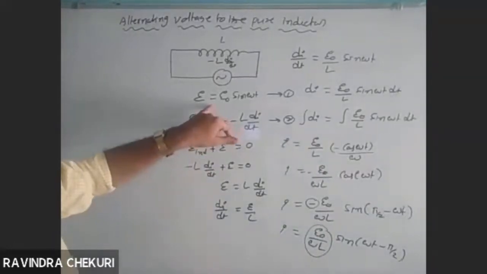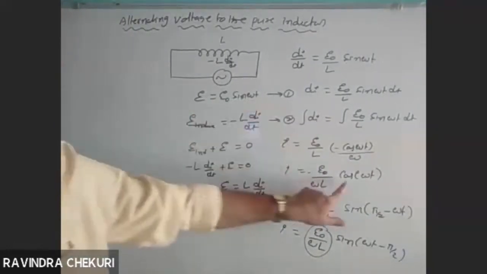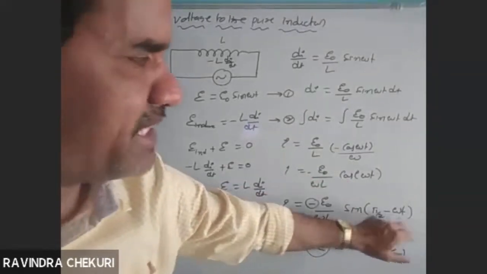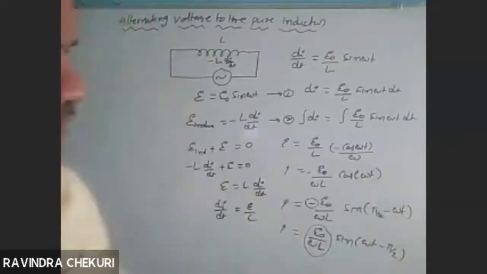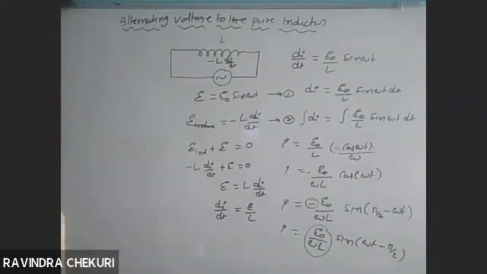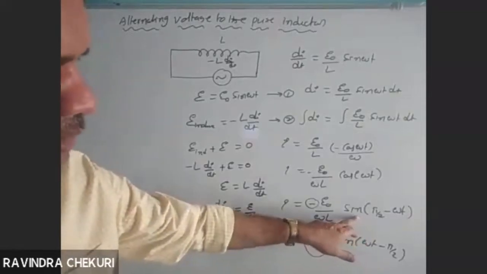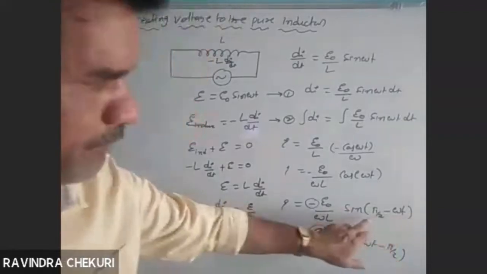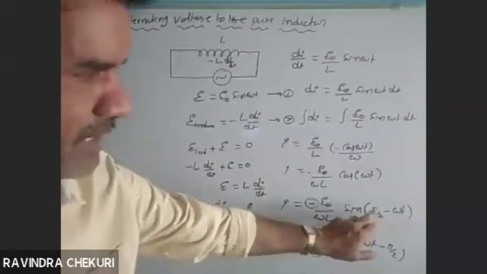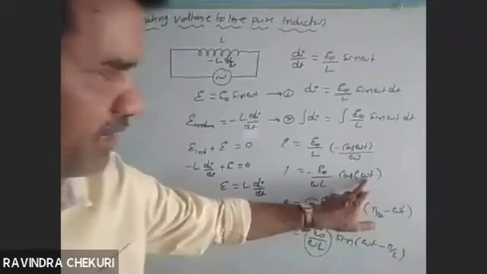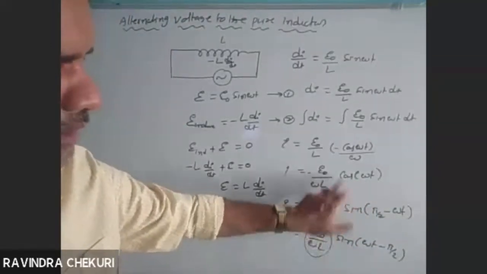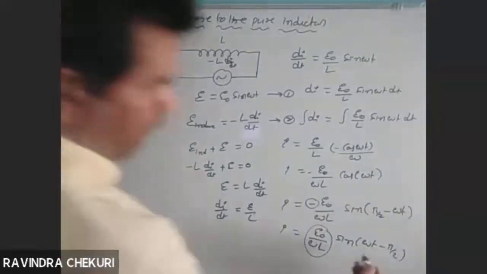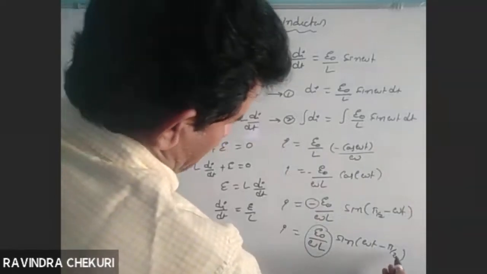But here the applied potential is in terms of a sine function, so how do we modify this cosine function into a sine function? Sine of 90 minus theta is cos theta. Ninety minus theta is in the second quadrant, where the ratios are positive for the cosine function. Here a negative sign is there, so we have to multiply with the negative sign, giving sine of omega t minus pi by 2.